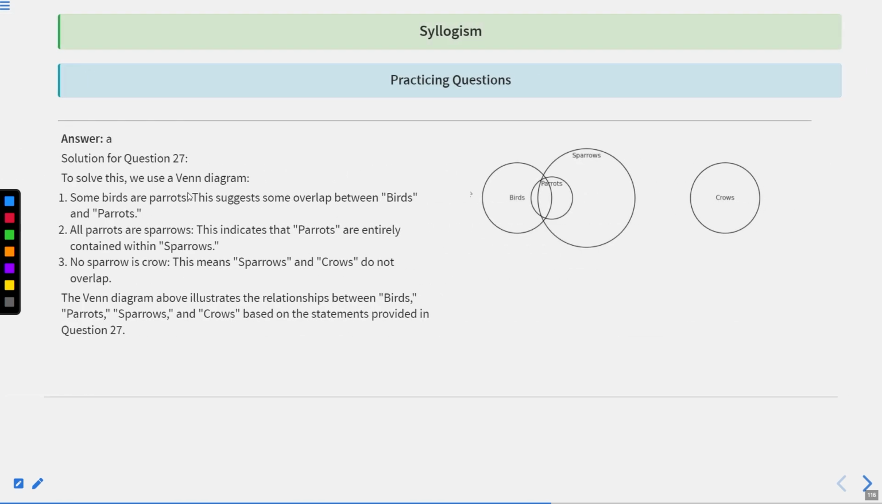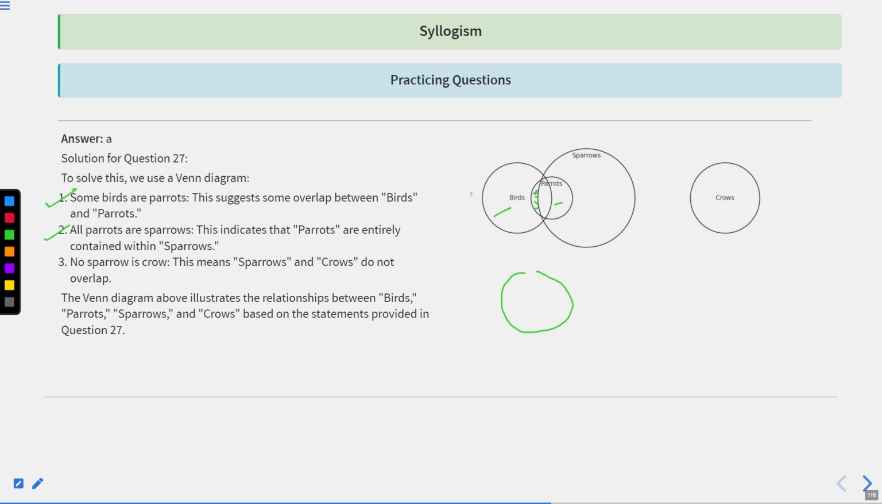If you can see this particular Venn diagram, the first statement says some birds are parrots. Obviously, some birds are parrots. This is the correct representation. All parrots are sparrows. Now, again you can see that there is some overlap and some areas of parrots going outside the circle of sparrows, which cannot be considered the correct representation, because what we are saying here is some birds are parrots and all parrots are sparrows.